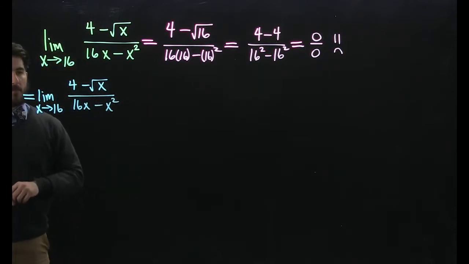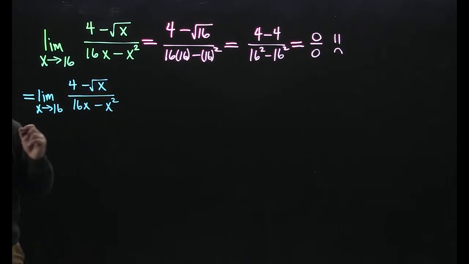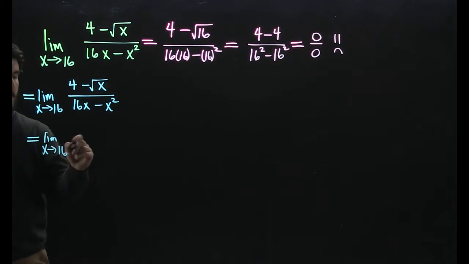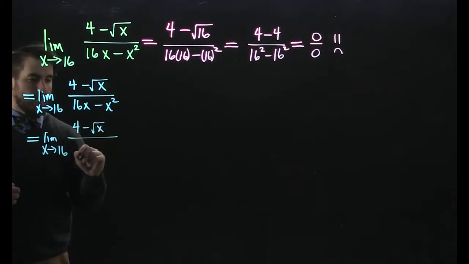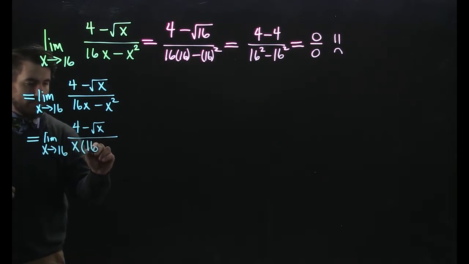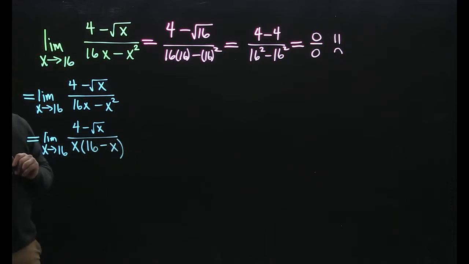All right, so what I can notice here is I can at least factor out an x on the bottom. So I'm going to rewrite that. That's the limit as x goes to 16 of 4 minus root x, divided by, I'm going to factor out the x, and I'm left with 16 minus x. Okay, so that's one thing I can do.